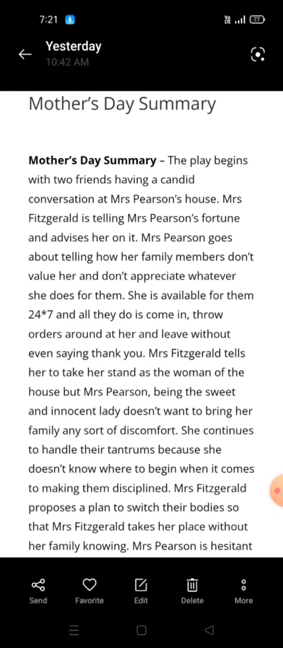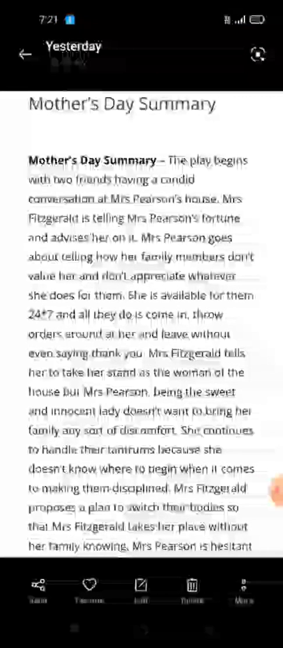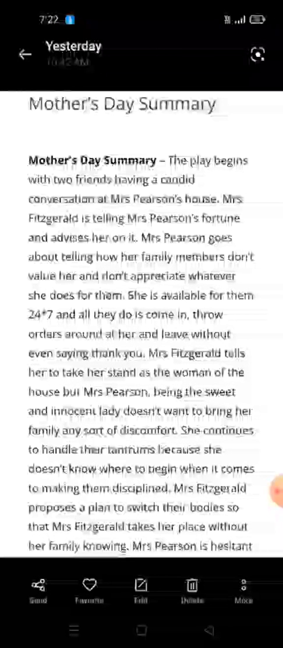So they were playing something, and in the middle of the play, Mrs. Fitzgerald tells about her fortune because she is a fortune teller. She says Mrs. Pearson is neglected. She doesn't get any appreciation from her family. Though she is working all day, all week, she is still left behind, under disrespect, under disregard.